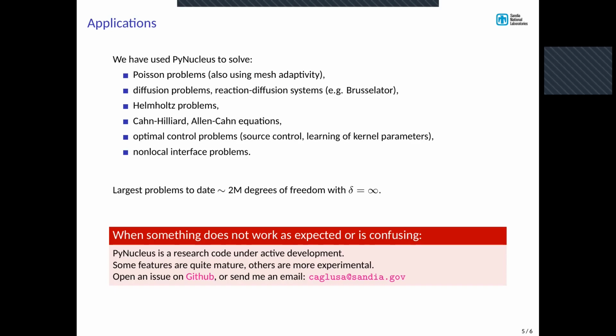I should mention the largest problem that we've solved with this code to date, and that is for infinite horizon, so not some small horizon, which makes solving large problems easier. But for infinite horizon, there are about 2 million unknowns. And I just quickly computed how much that would be if you were to assemble this in a dense matrix format. That would be about 30 petabytes. So you really need the hierarchical matrix approximations in order to solve problems of that size.